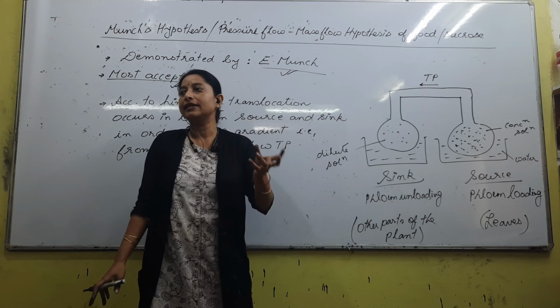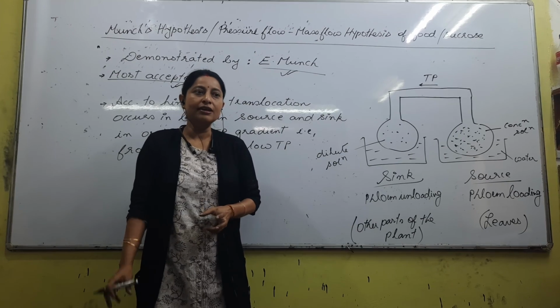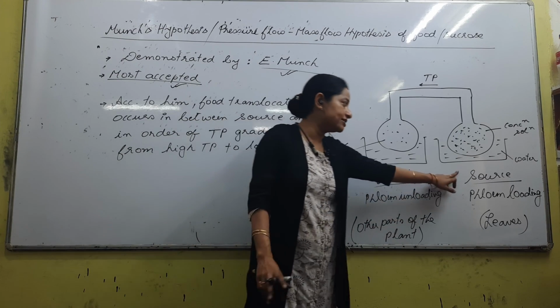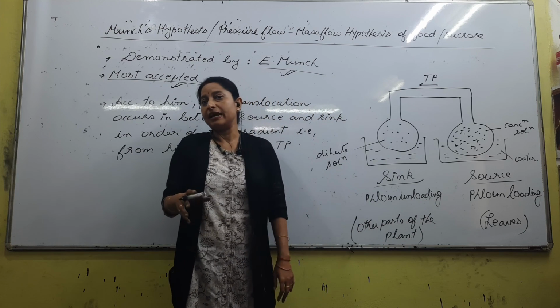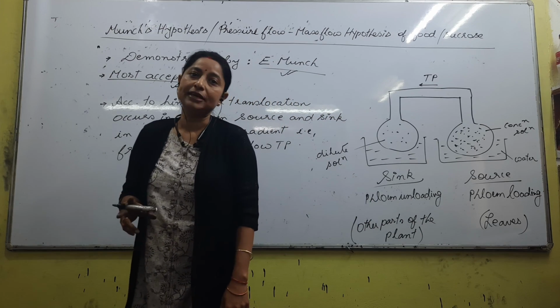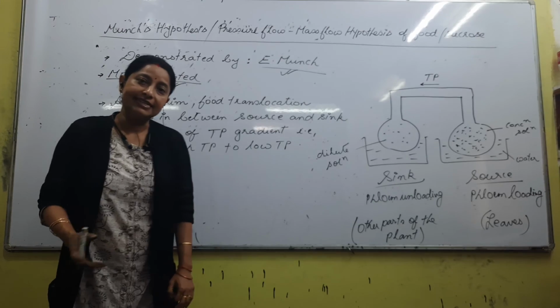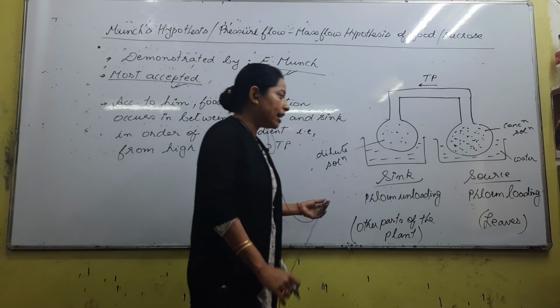Whole food goes to the sink part. What do I call it? The sink. Where the whole food goes from, that is what is called the source, and that is the leaves, right? So from the leaves to the different parts of the plant body, how does it go? With the help of TP, because of turgor pressure gradient.